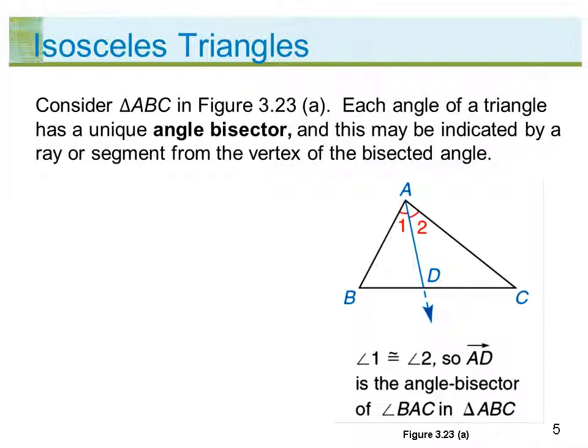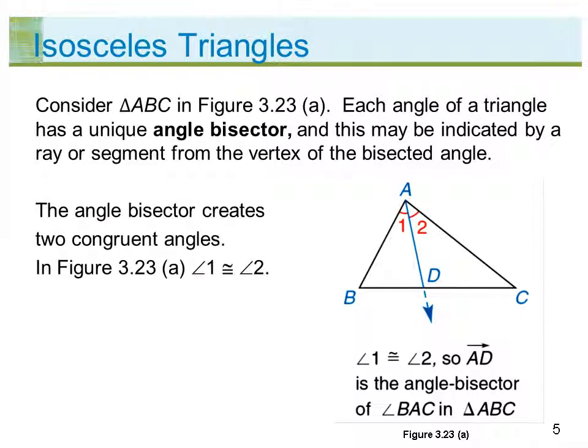Each angle of a triangle has a unique angle bisector, and this may be indicated by a ray or segment from the vertex of the bisected angle. The angle bisector creates two congruent angles. In Figure 3.23a, angle 1 is congruent to angle 2.